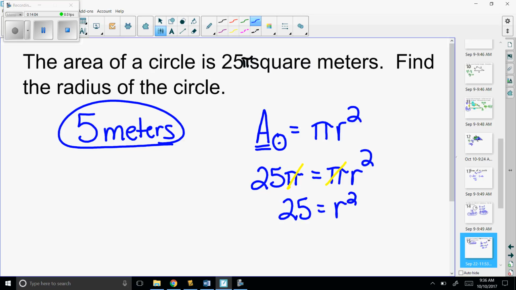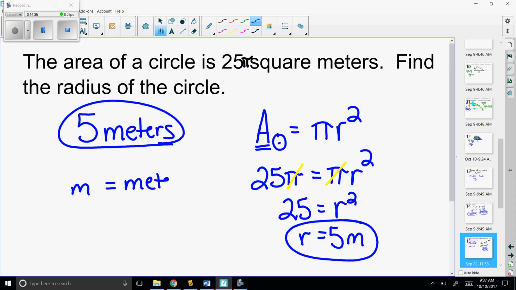So what's your radius? How do you get rid of a square? What number squared is 25? 5. You would take the square root. So you end up with 5 meters. Now in your labeling, I just put 5m. What's the difference between miles and meters when you label your units? Not capitalized, in lowercase. This is meters. If you just put an m, that's meters. If you actually want miles, it needs to be mi for miles.